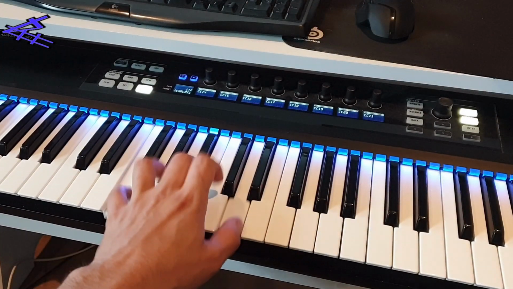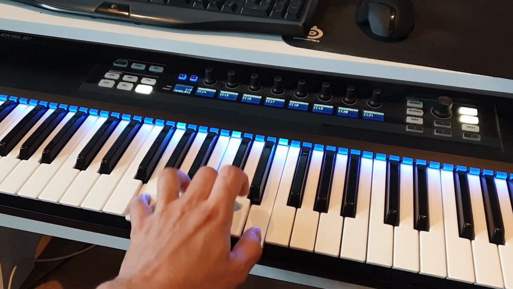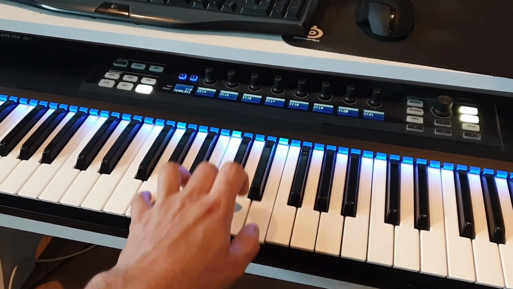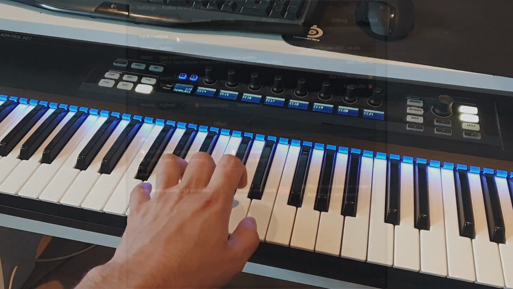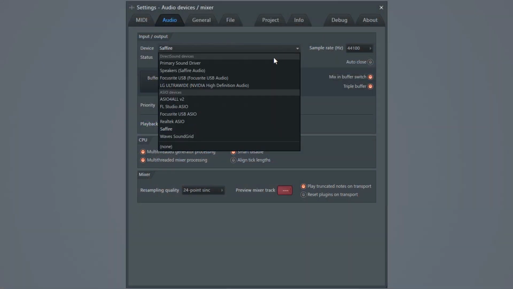Number four, latency. This is one of the most important things. You want an audio interface that provides you with the least amount of latency. Most interfaces come with their own low latency ASIO driver, which will usually work much better than the universal ones.